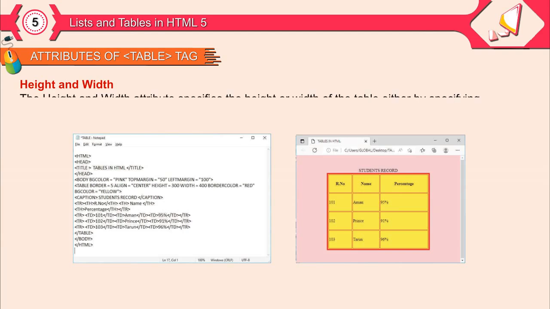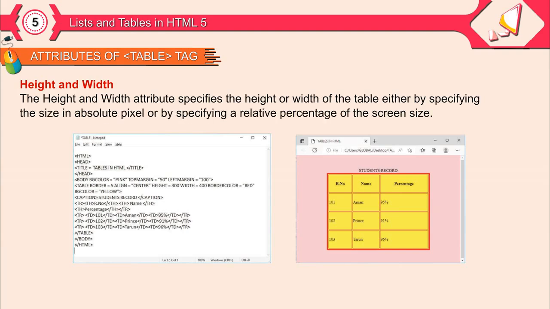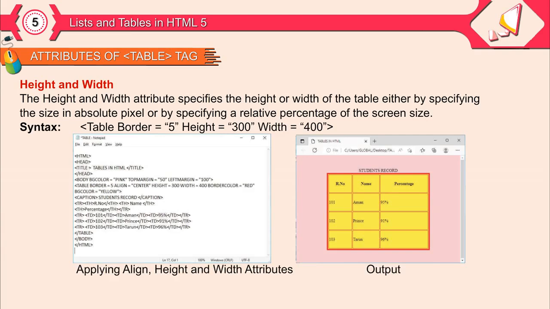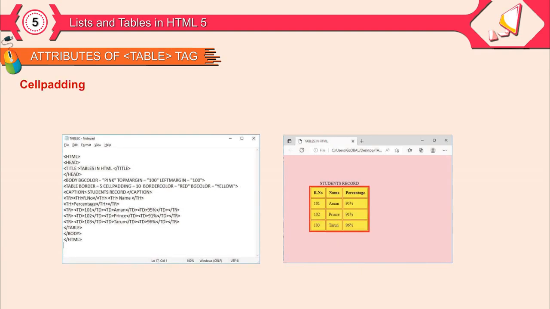Height and width. The height and width attributes specify the height or width of the table either by specifying the size in absolute pixels or by specifying a relative percentage of the screen size. Syntax. Table border is equal to 5, height is equal to 300, width is equal to 400. Applying align, height and width attributes, output.